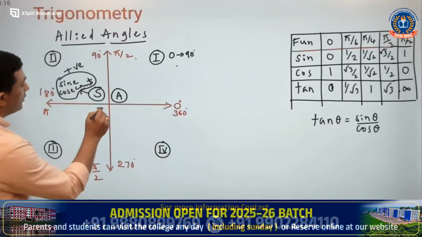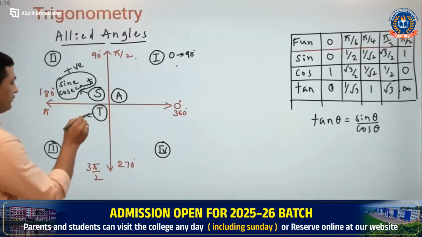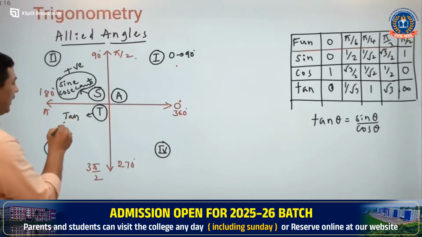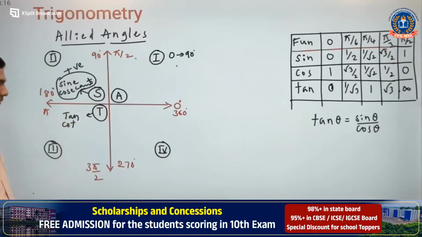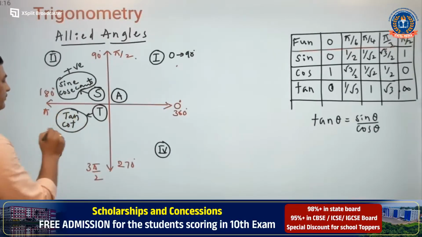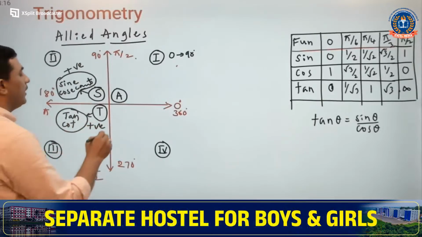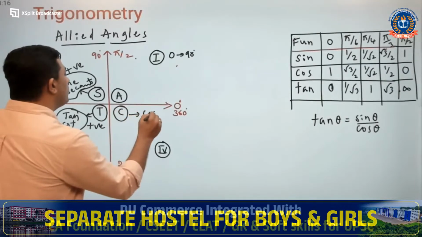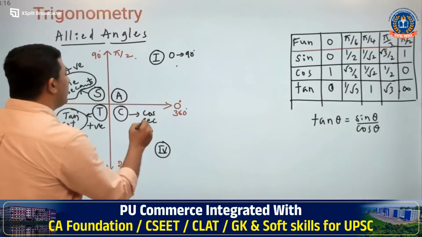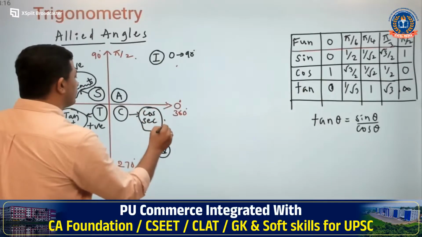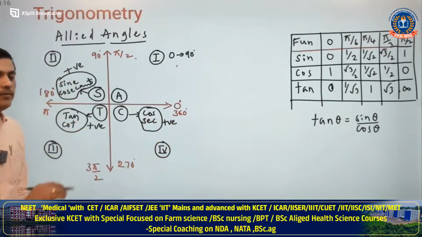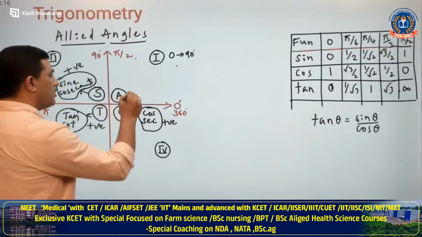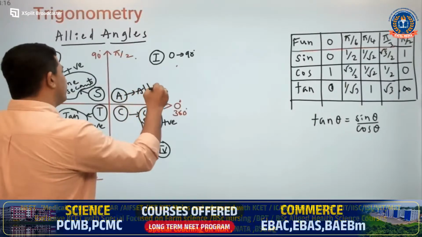Third quadrant, tan is positive and the cot, so they are positive. In fourth quadrant, cos and secant are positive. Rest everyone are negative. Here we have all positive.